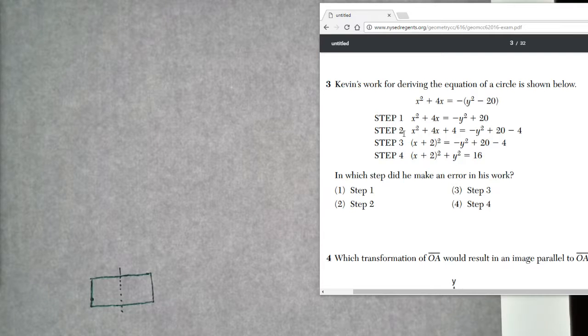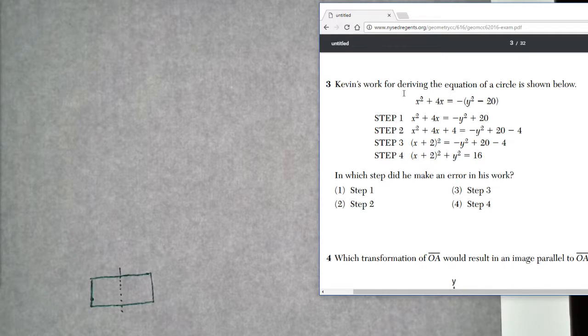Now, the only reason this question is on the geometry exam is because they're talking about the equation of a circle, but otherwise, this is just an algebra question. A way to do these step questions is to just start with what they give you, follow each step as he goes, and ask yourself, is what the person, in this case Kevin, did in each step, does that make sense? Does that follow all of the rules of algebra? The fact that this has to do with an equation of a circle, you don't even need to know that. It's just a way to confuse you potentially.